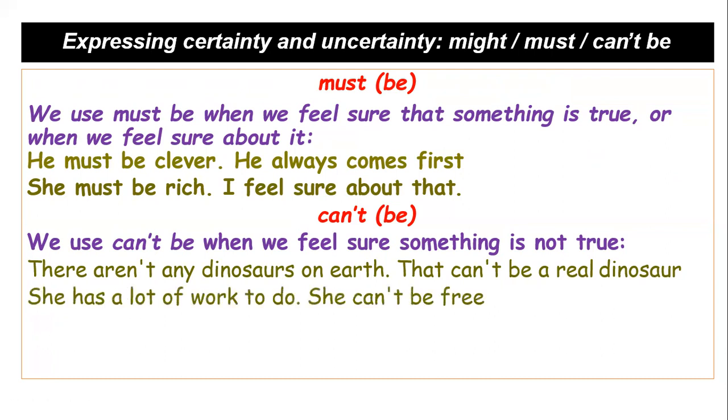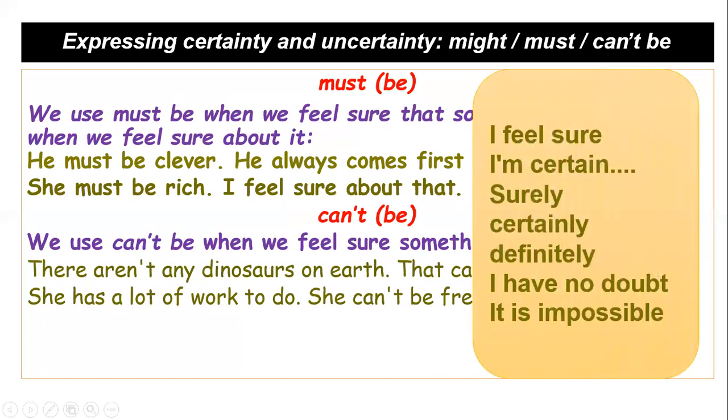She has a lot of work to do. She can't be free. عندها عمل كثير. She can't be free. لا يمكن أن تكون عندها وقت فراغ. Okay. So we use must be when we are sure that something is true, and we use can't be when we are sure that something is not true.